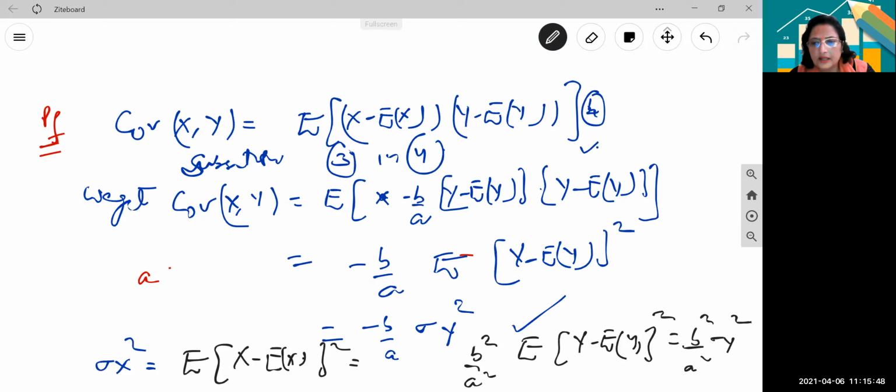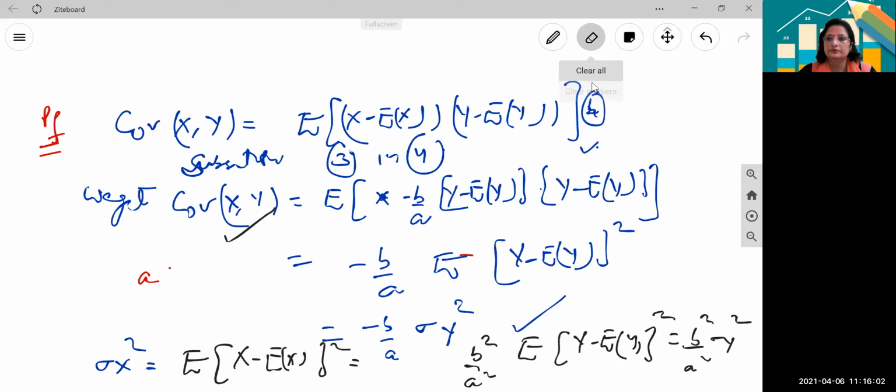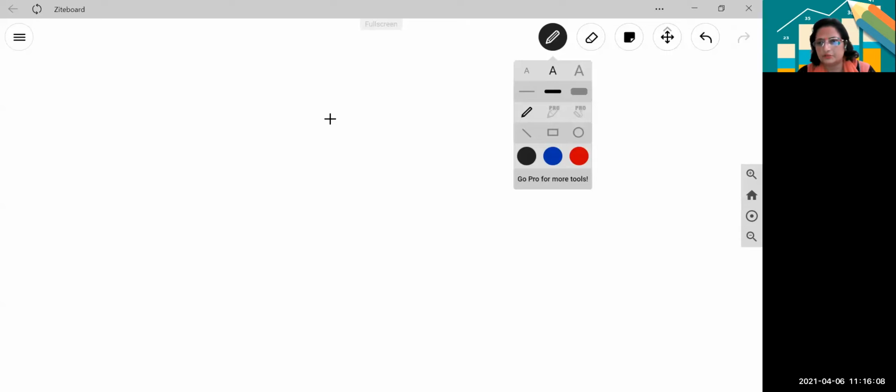Right? Now we have found the value of covariance between x and y. We have found the value of sigma x square. There is no need to find sigma y; it remains the same. So now let's put the values in rxy. Substitute the value of covariance between x and y and variance of x in the formula of rxy.